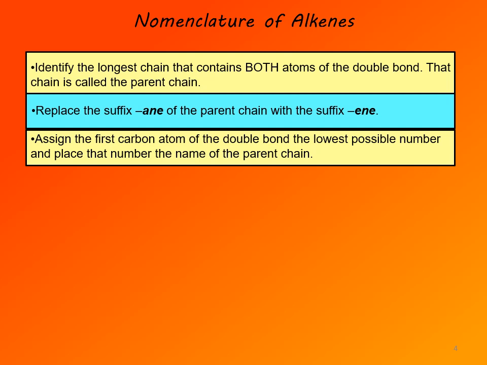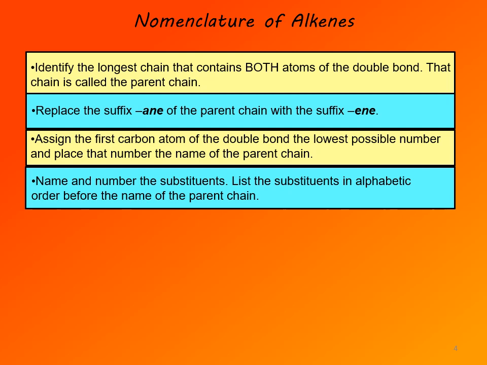Then assign the first carbon of the double bond the lowest possible number. 2 carbons of the double bond should be assigned 2 consecutive numbers, and of course they should get the smallest possible numbers. We list only smaller of the 2 numbers and place that number before the name of the parent chain. And then we name and number substituents. Substituents are listed in alphabetic order before the name of the parent chain.